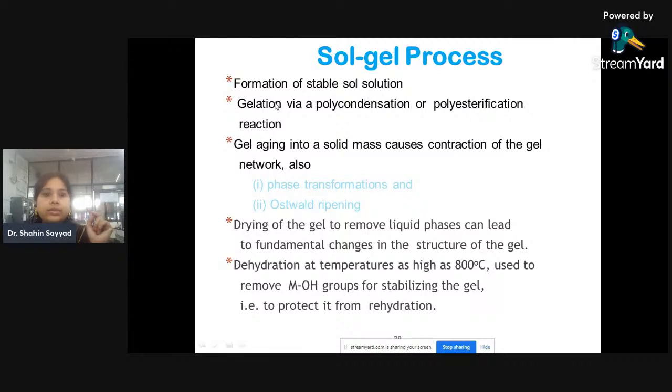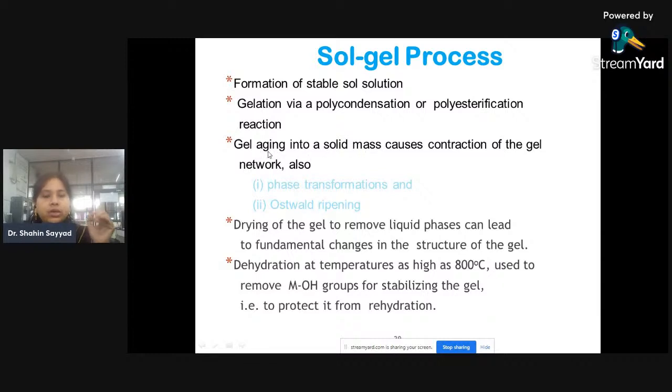Okay, then there is gelation. First the sol will form, then gelation will happen. Gelation is carried out by polycondensation and polyesterification reactions. Now, by using these two methods, there is formation of gel. Now, that gel has to be converted into a solid one. Okay. So there is a term gel aging.